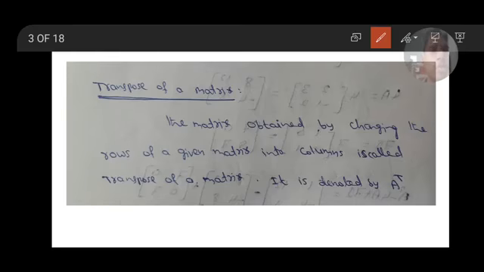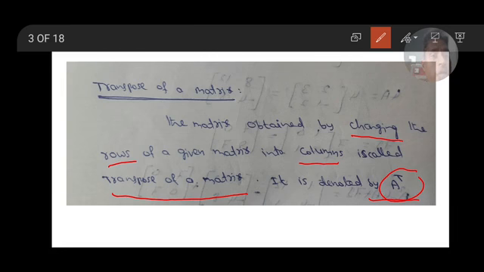What is a transpose? The matrix obtained by changing the rows of a given matrix into columns. Rows of a given matrix into columns is called a transpose of a matrix. Means if you change the elements of a row into a column, then the matrix is called a transpose of a matrix, and it is denoted by A transpose. If A is a matrix, then its transpose is denoted by A power T. A transpose means changing rows into columns or columns into rows.